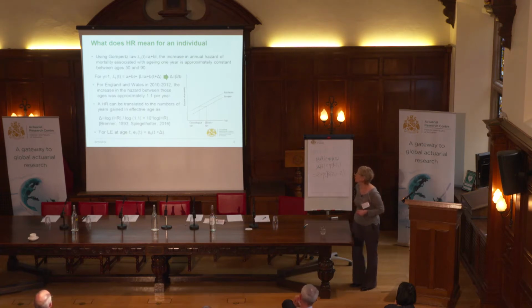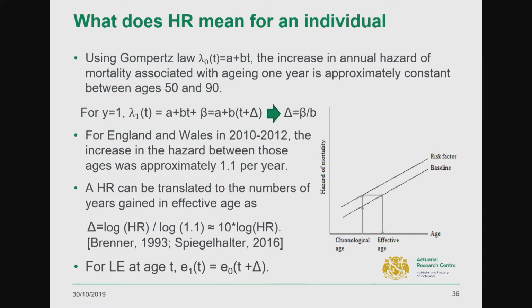And for England and Wales in 2010-2012, the increase in the hazard between ages 50 to 90 was approximately 1.1 per year. So we can very easily calculate this delta, this increment in effective age, for the English and Welsh population. We'll take the log hazard ratio, divide by log 1.1, and this is approximately 10 times log hazard, 10 times beta.